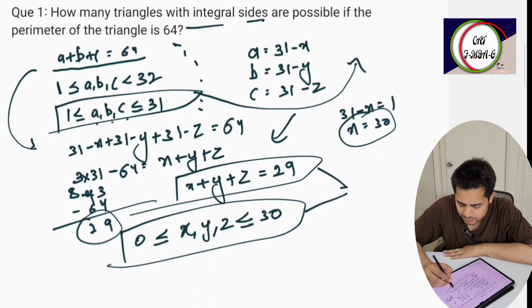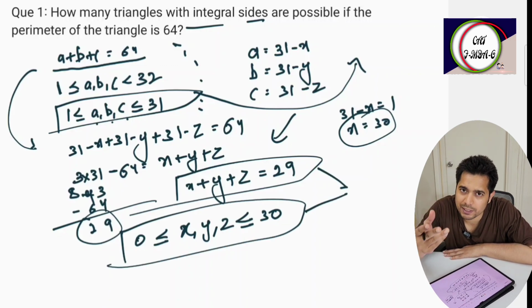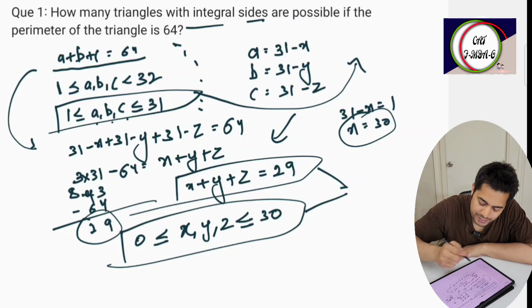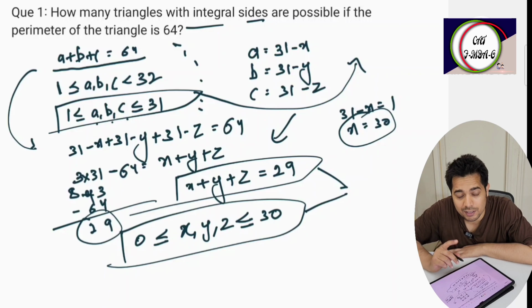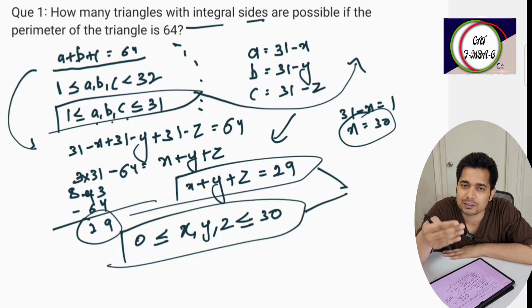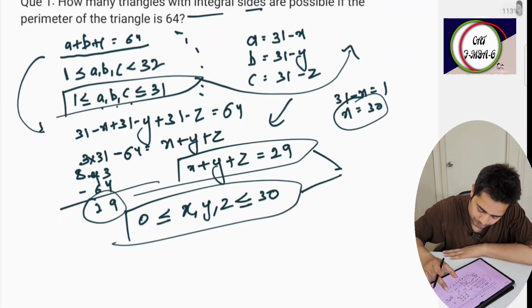Now you can solve this, because X plus Y plus Z is equal to 29. If you find the number of integral solutions with X, Y, Z ranging below 30, every possible solution you will get. That's why we have moved towards X, Y and Z.